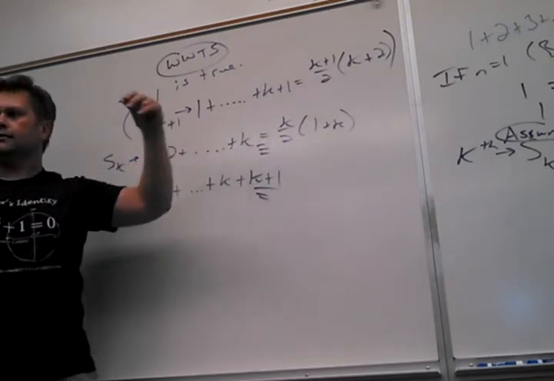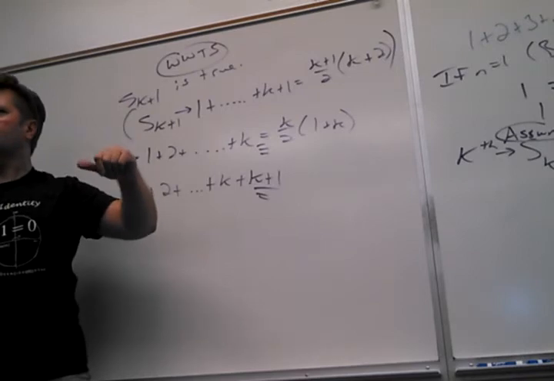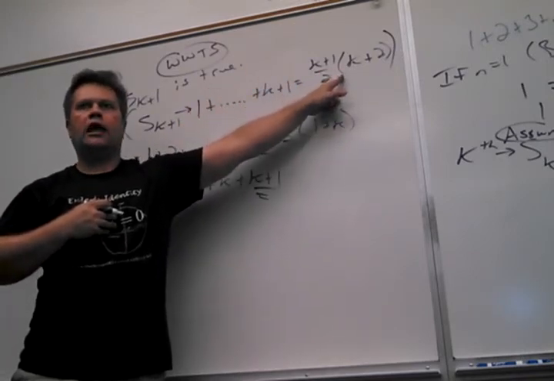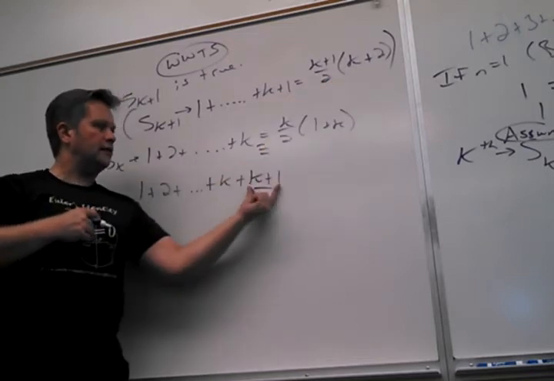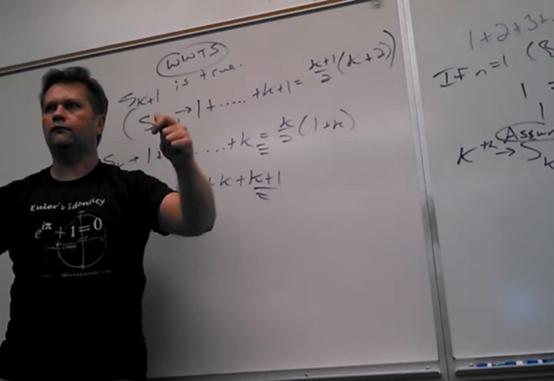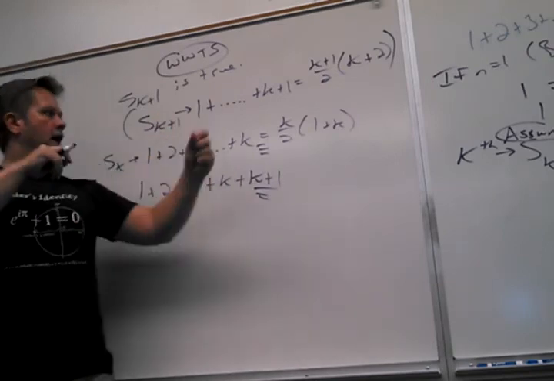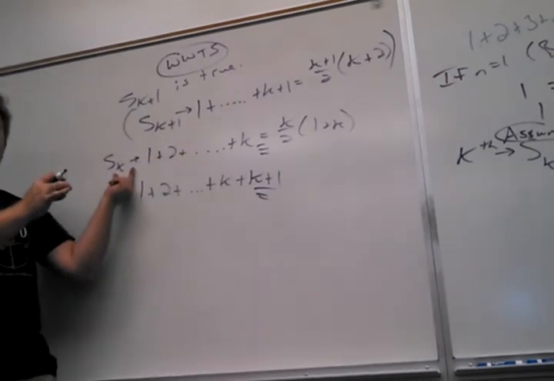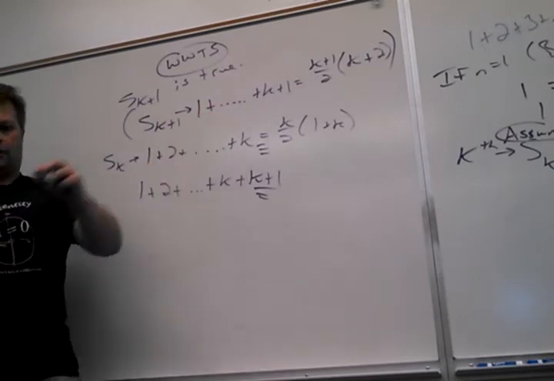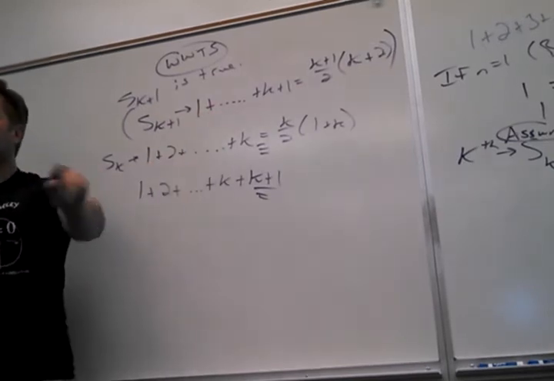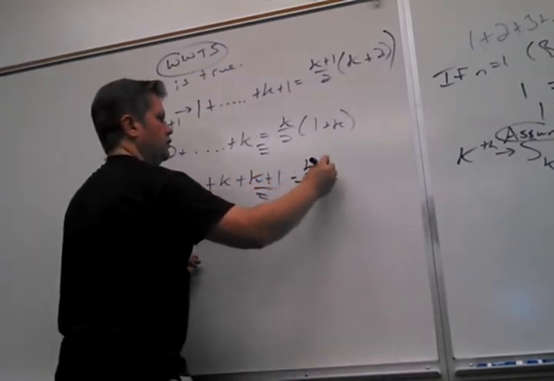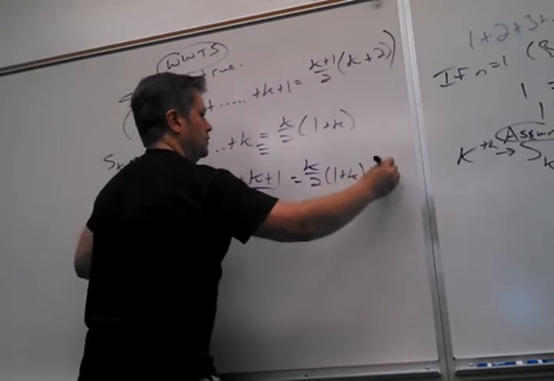Now here's the next key thing to realize. I know what this side should look like for the k plus 1 term. If I add this to this side, I have to make it look like this. If I can do that, I'm done. I've proven it. I've shown that if I start with this, it leads to this. Done. If this domino falls and the next domino falls, I'm done. So what I get on this side, if I add it, I get k over 2 times 1 plus k, plus k plus 1.